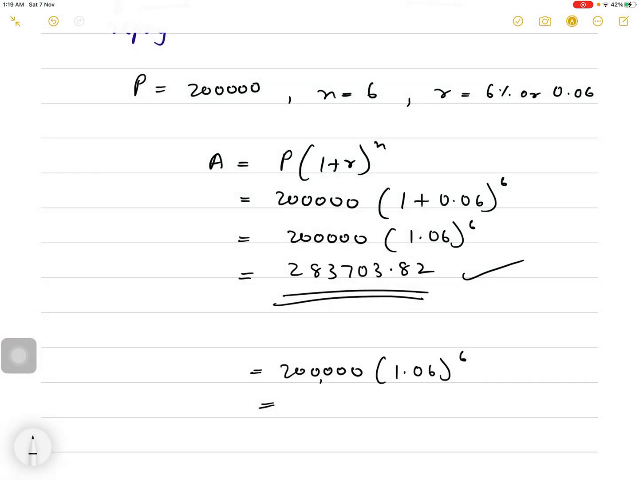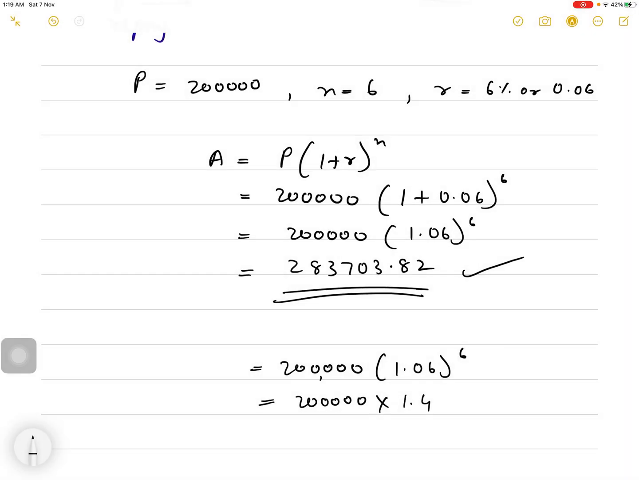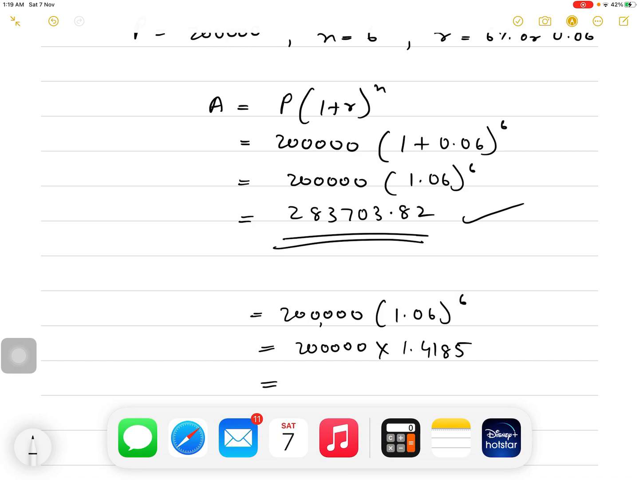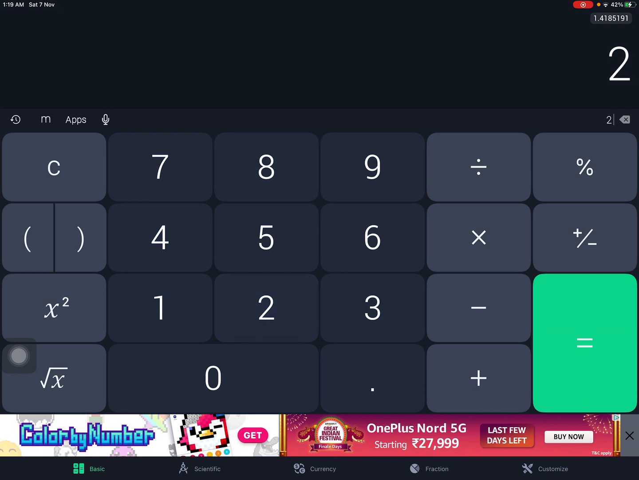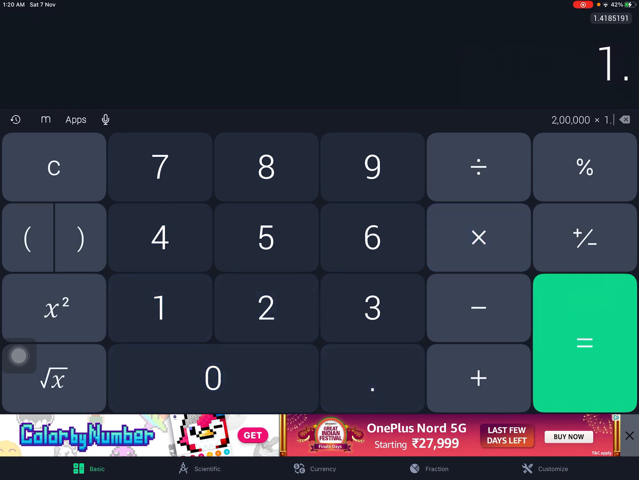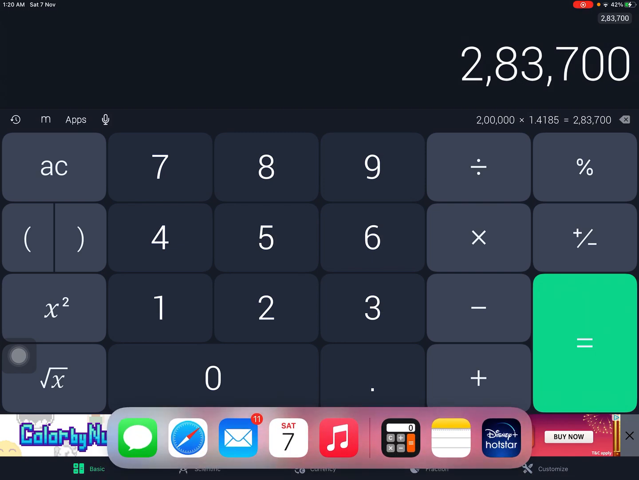So 2 lakh multiplied by 1.4185. Okay, so let's calculate this. 2 lakh into 1.4185. So this comes to 2,83,700.